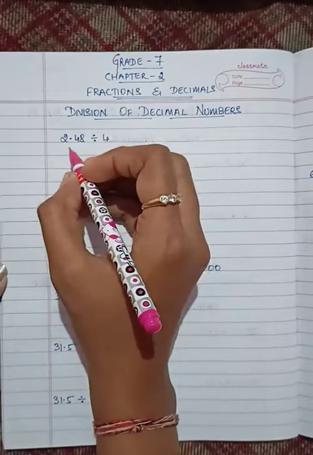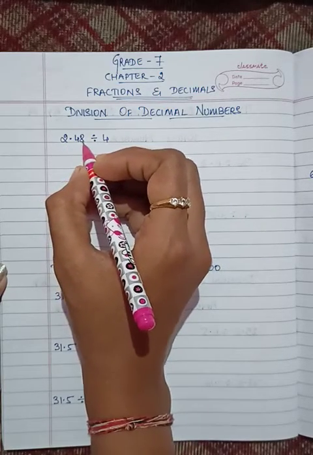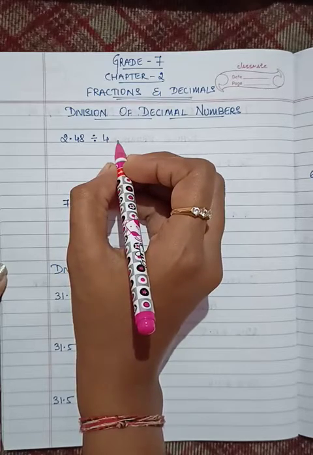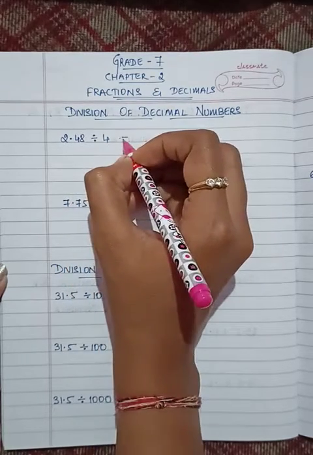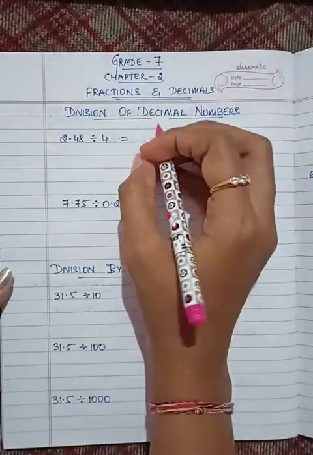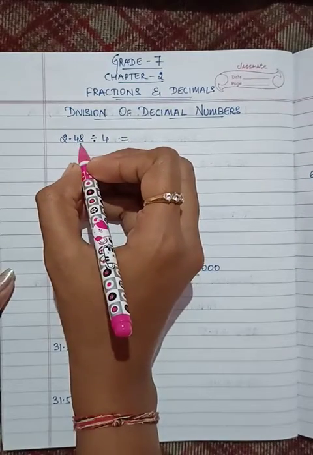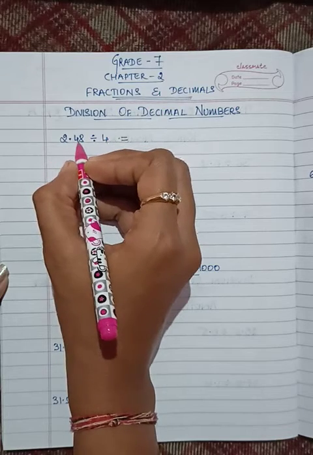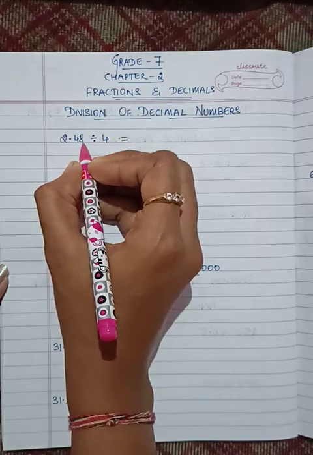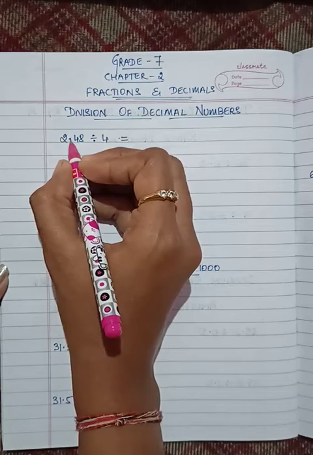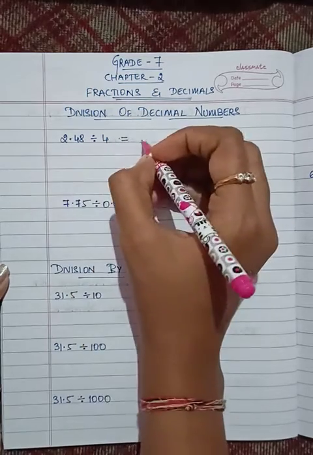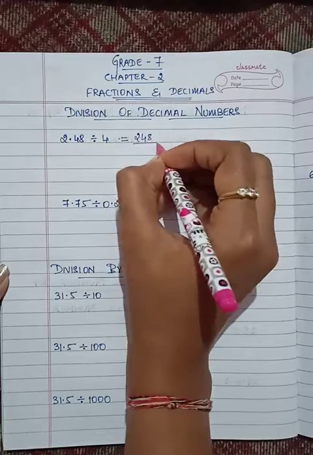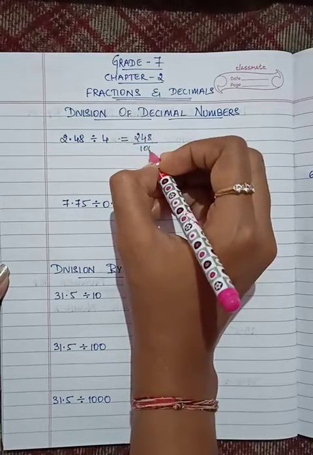The first problem is 2.48 divided by 4. The next step is, let me count the digits after the decimal point. So it is ones, tenths and hundredths. So it is 248 divided by 100.